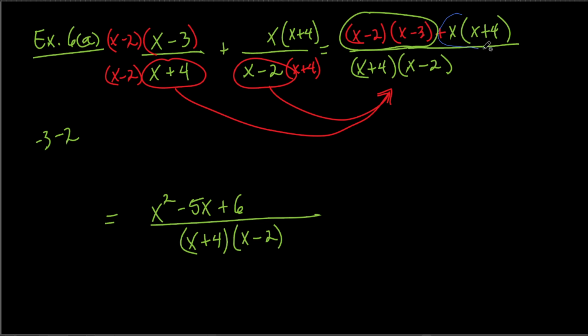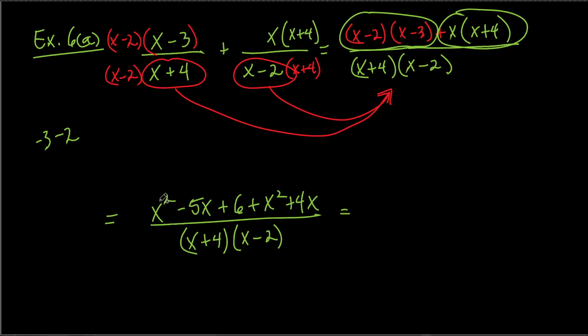Now, we're going to have to multiply these together. A little easier because you just have the x outside here, so it's a little distributive property. So what do you get? X squared plus 4x. Okay? Now, why did we do that?